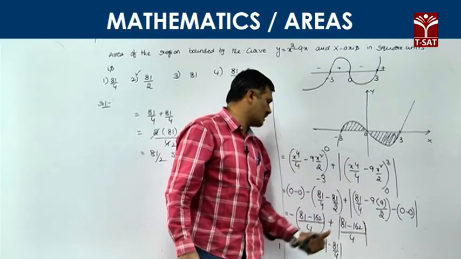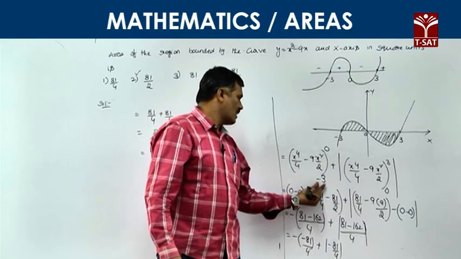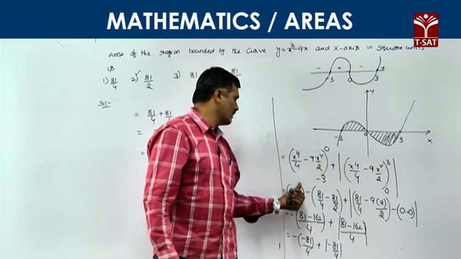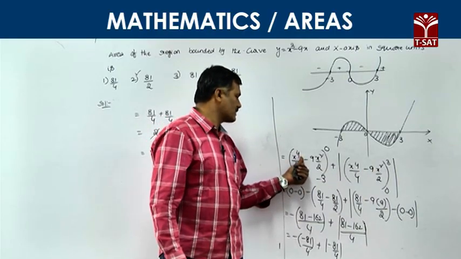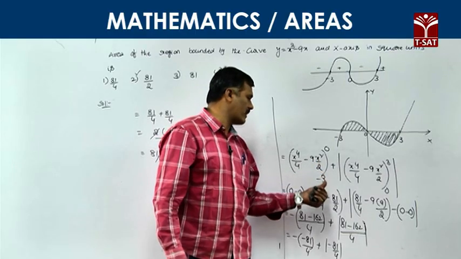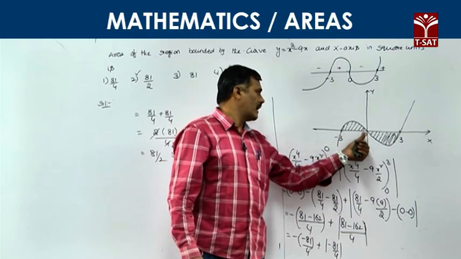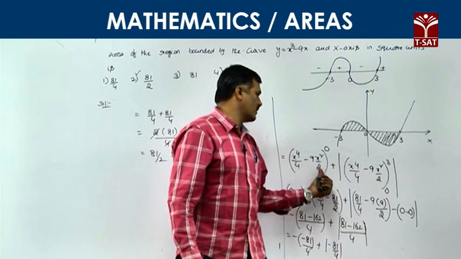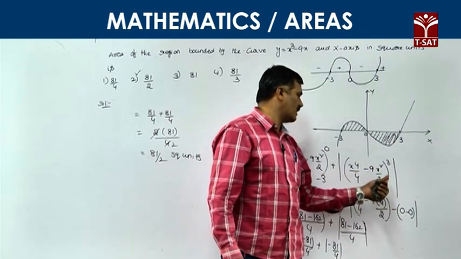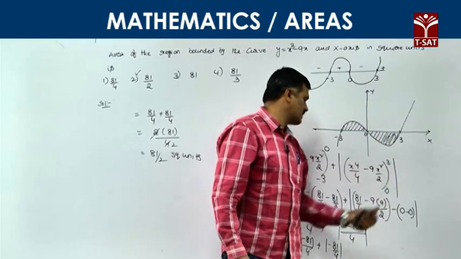That's why I can take the mod function and substitute the upper limit after finding the integration of the given problem: x cube integration is x power 4 by 4, minus 9x integration is 9x square by 2, from minus 3 to 0, and here 0 to 3, the same integration x power 4 by 4 minus 9 into x square by 2, 0 to 3, with the mod function since it is below the x-axis.